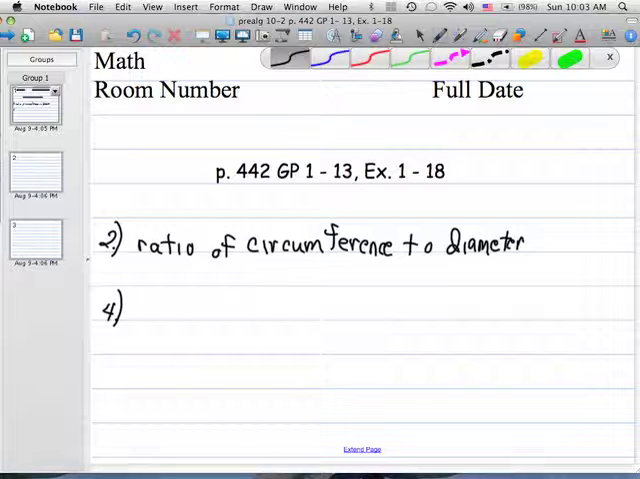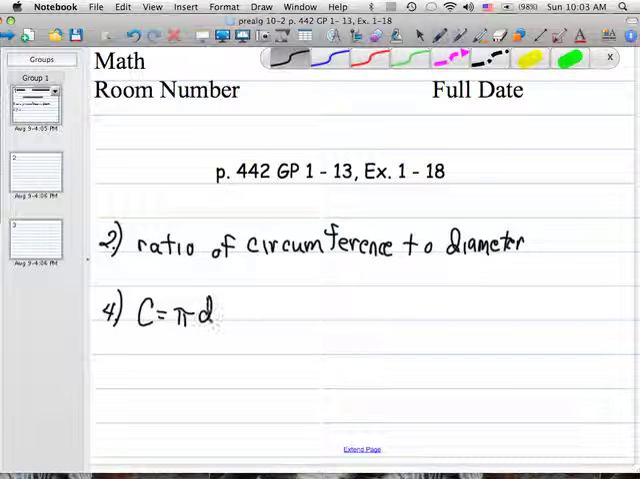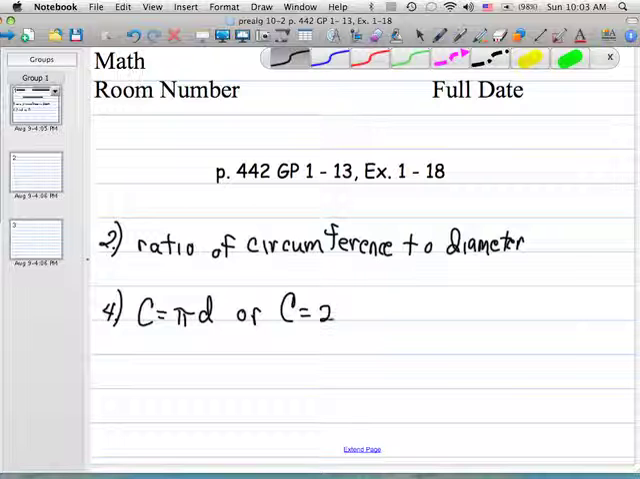Number 4, identify 2 frequently used formulas for circumference. Well, we just finished that. If we were given the diameter, then the formula is pi times d. Or if we're given the radius, it's 2 pi r, because we have to double the radius to get the diameter.